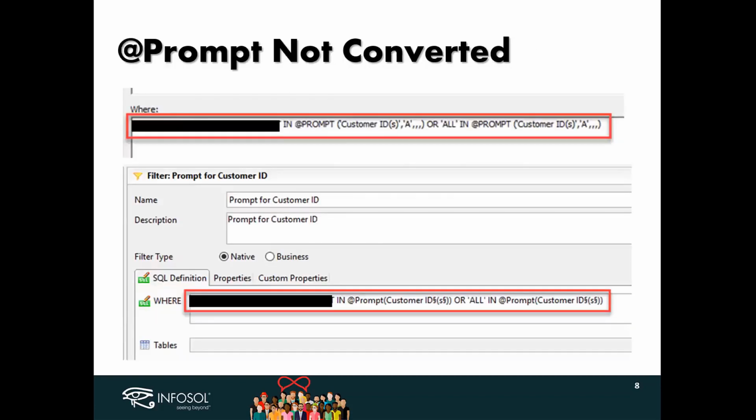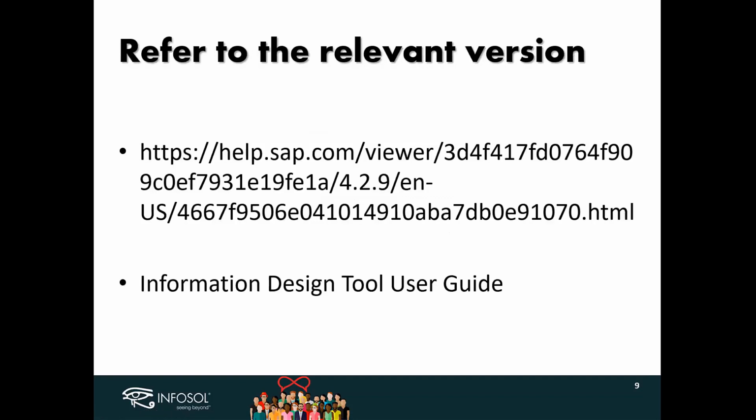For example, this is something I came across recently. In the top screenshot, you see how that prompt function was written: a self-join filter in the where condition at prompt. This is how it looked. But after conversion, it did not convert very well, so that particular condition had to be recreated. So look out for those kinds of things.